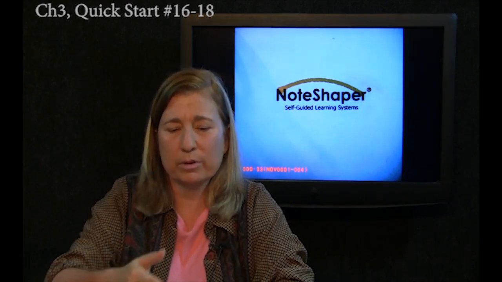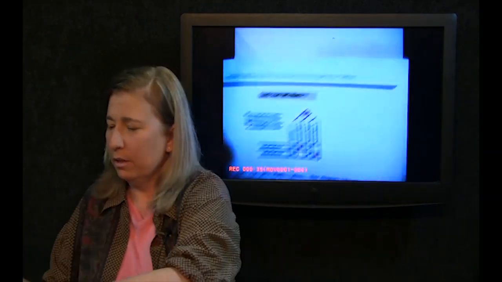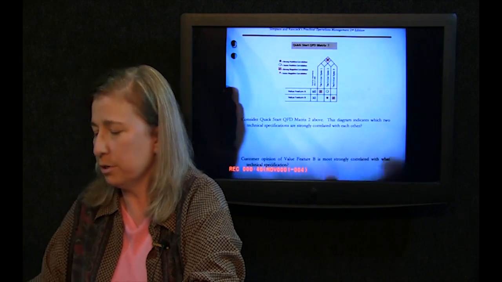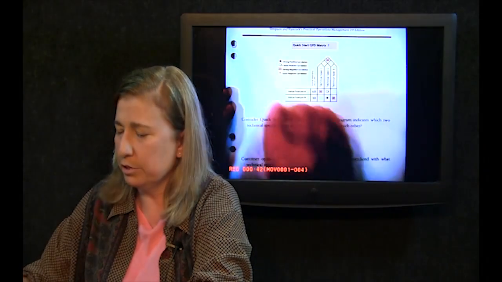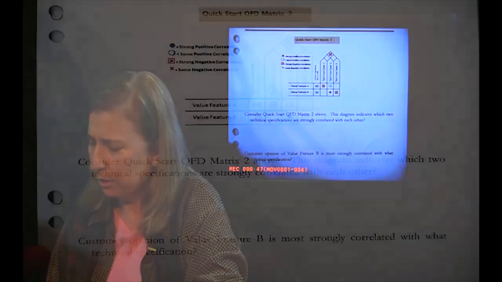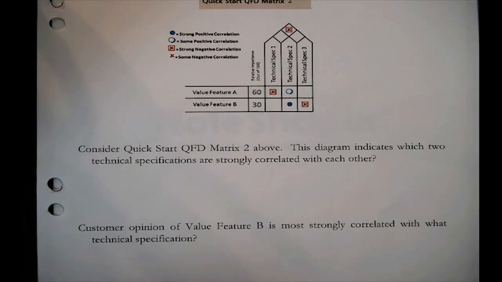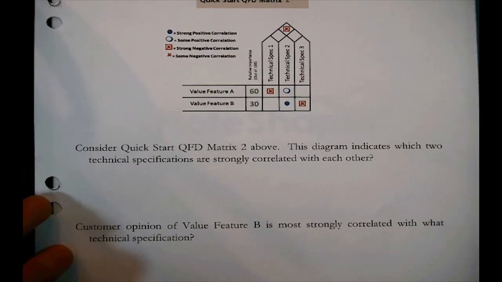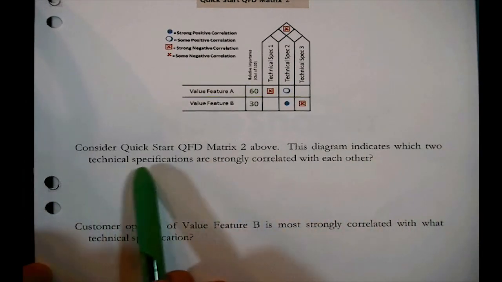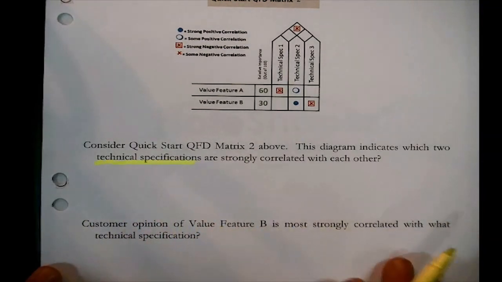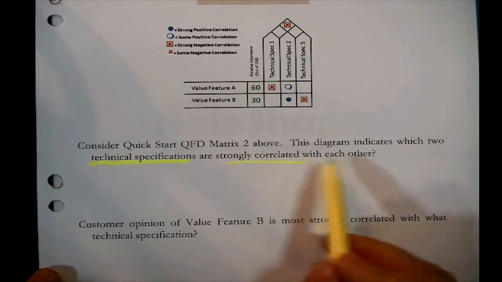The key to QFD analysis questions is knowing how to read the diagram. This particular set of questions, that's exactly what we're tasked to do, because you can see right here, this is a finished QFD analysis. Now, what's actually being asked about it? It says, consider quick start QFD matrix 2 above. Okay, that's it right there. We're considering it. The diagram indicates which two technical specifications are strongly correlated with each other.